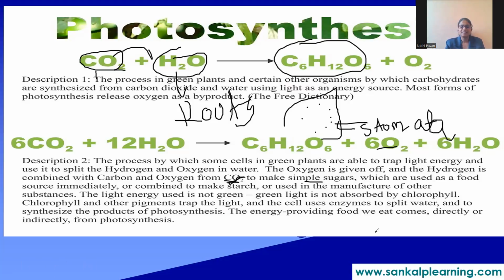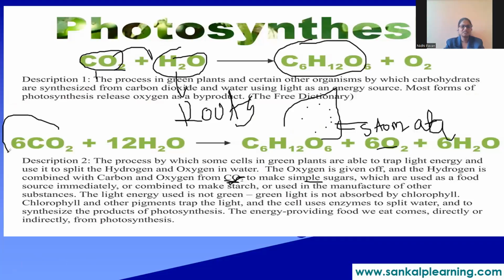Okay. Next, the energy-providing food we eat comes directly or indirectly from photosynthesis, because photosynthesis is a foundation process, we can say. Plants prepare their food by this process. We will eat the plants. If plants don't prepare their own food at all, then how can we get the plant? If plants don't survive, how can we live? So on photosynthesis, we are directly or indirectly dependent. So this is regarding the photosynthesis process.